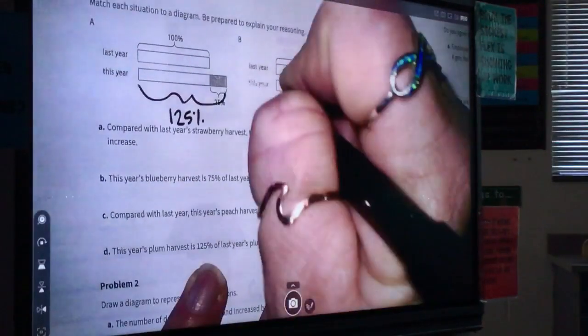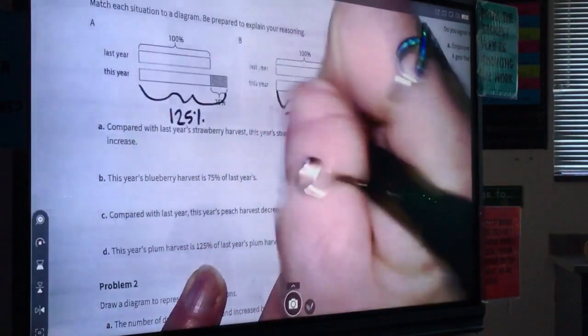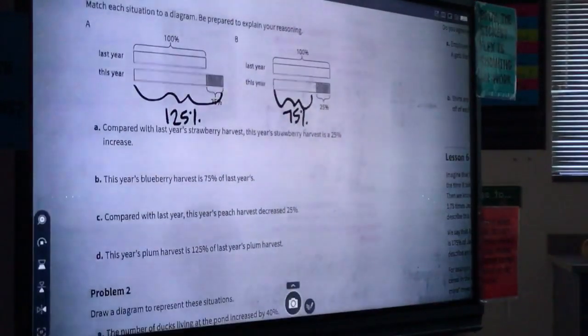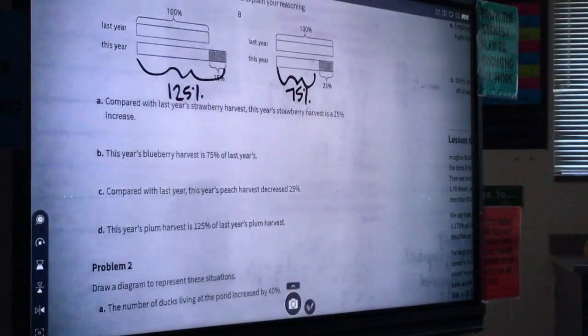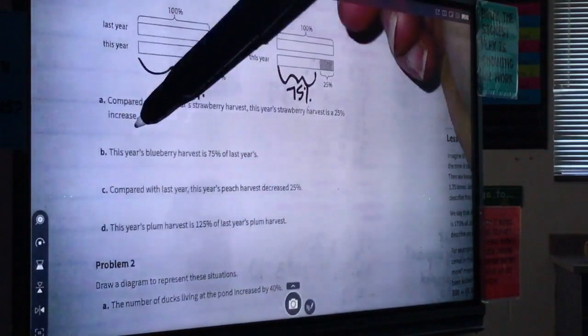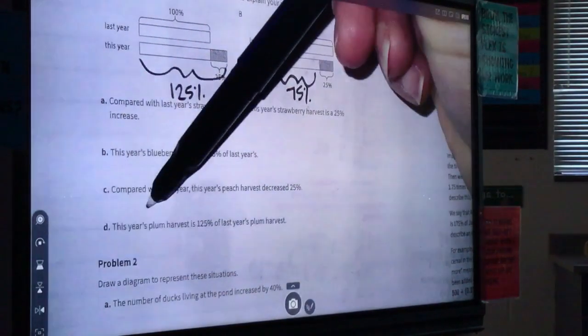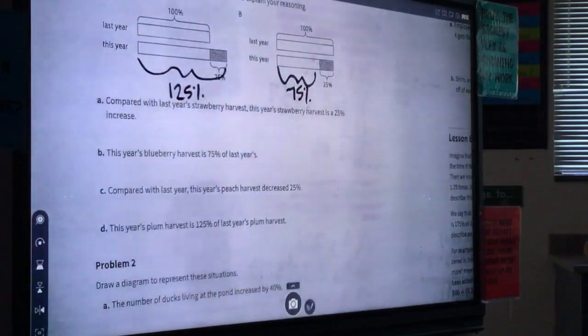We have 100 last year, but this year technically, do we have 100? Do we have 100? No. So this is actually 100 minus 25. Okay? So the amount that we have this year technically is what? 75%. All right, so knowing that tidbit of information, I just want you to write if this goes with diagram A or B, and then we'll discuss why.